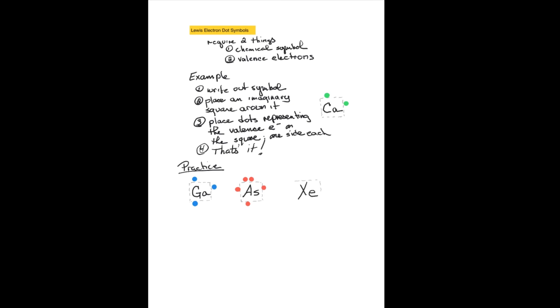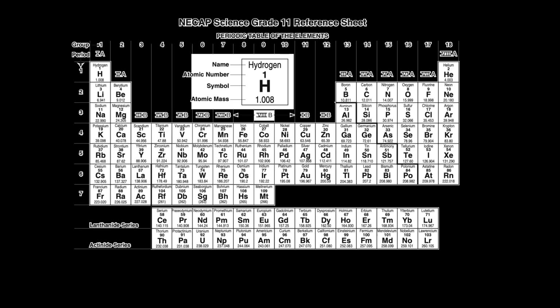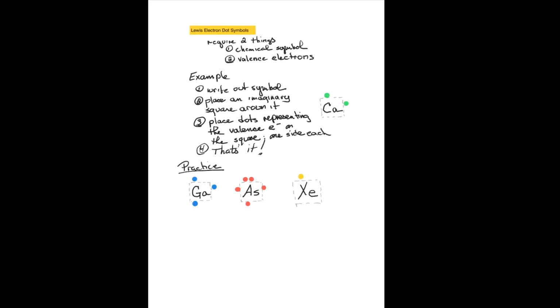For our last example, we're going to use xenon. Put our little square, head over to the periodic table, and we can see that xenon is way over there in the noble gases. You know that all noble gases have 8 valence electrons except helium, which has 2. So we go back to our worksheet, 1, 2, 3, 4, start to double up, 5, 6, 7, 8.